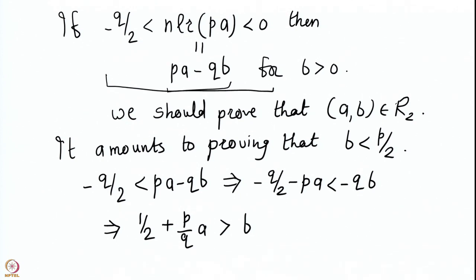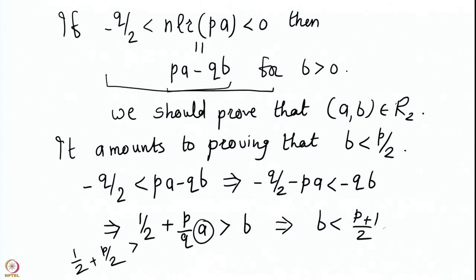And then we notice that since a was less than q by 2, this part is less than 1 by 2 plus p by 2, and therefore b, which is an integer less than (p plus 1) by 2, should have the property that b is actually less than p by 2. So, what we have proved is the following thing.